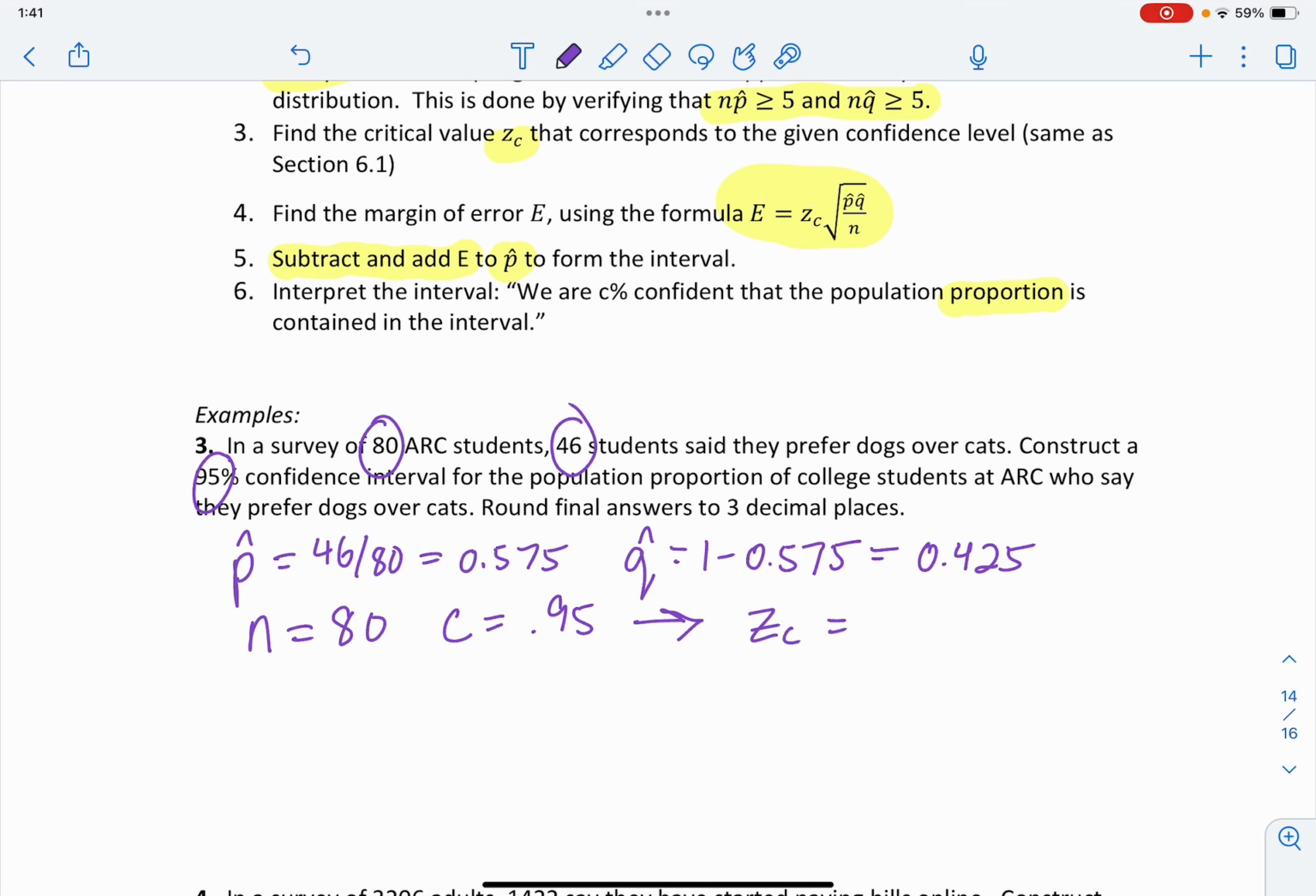And that's the little table at the beginning of 6.1. Maybe you already have that one memorized. It's 1.96 if you look it up. And that gets all our variables written down. Okay. Now we're going to go to margin of error.